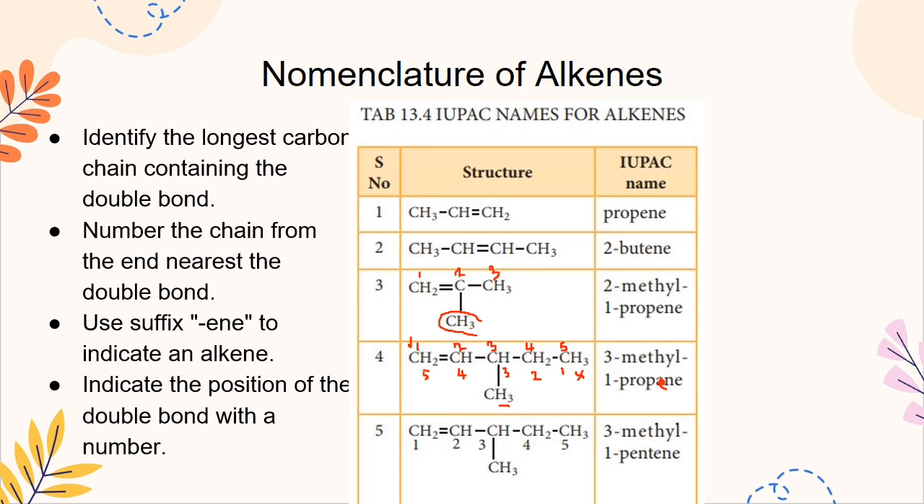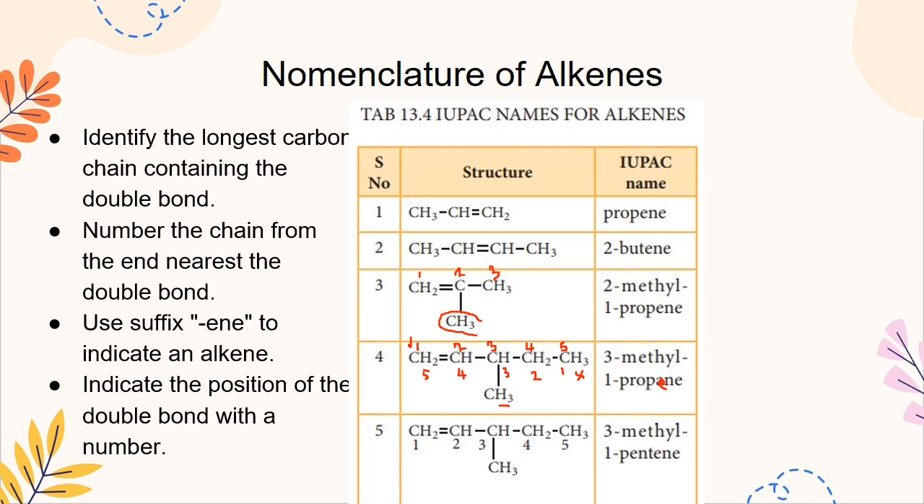First, what is the position of the substituent group, this methyl? If we count from here, we have 1, 2, 3. So we can now say 3-methyl-1-propene. Please, this is actually propene, not propane. This is propene. So that's 3-methyl-1-propene. I believe we understand how we arrive at that.